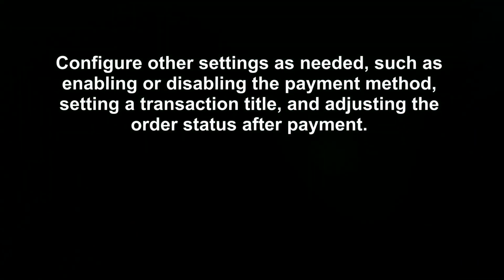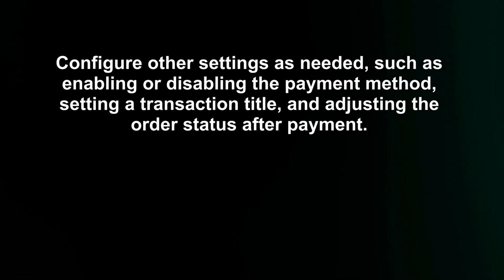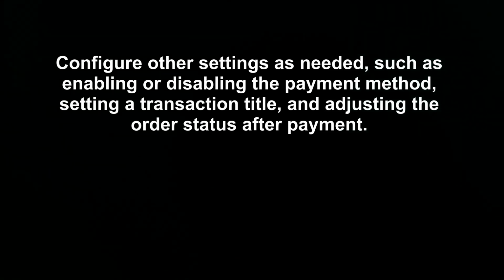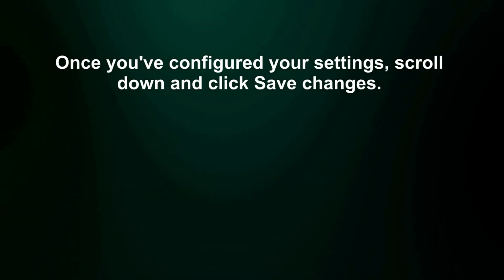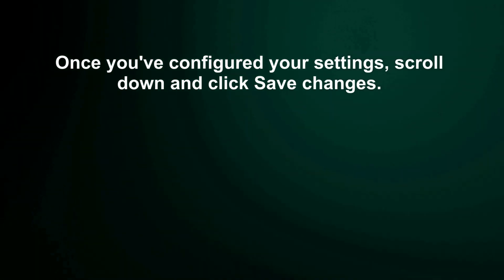Configure other settings as needed, such as enabling or disabling the payment method, setting a transaction title, and adjusting the order status after payment. Once you've configured your settings, scroll down and click Save Changes.